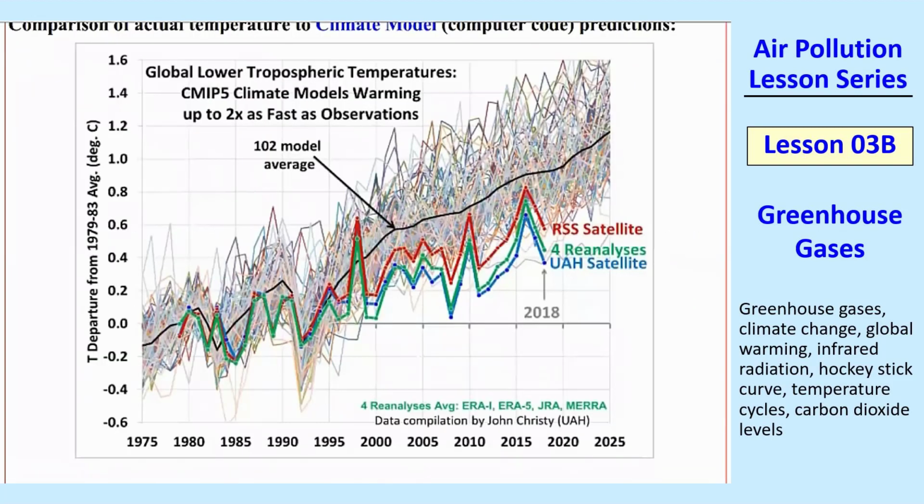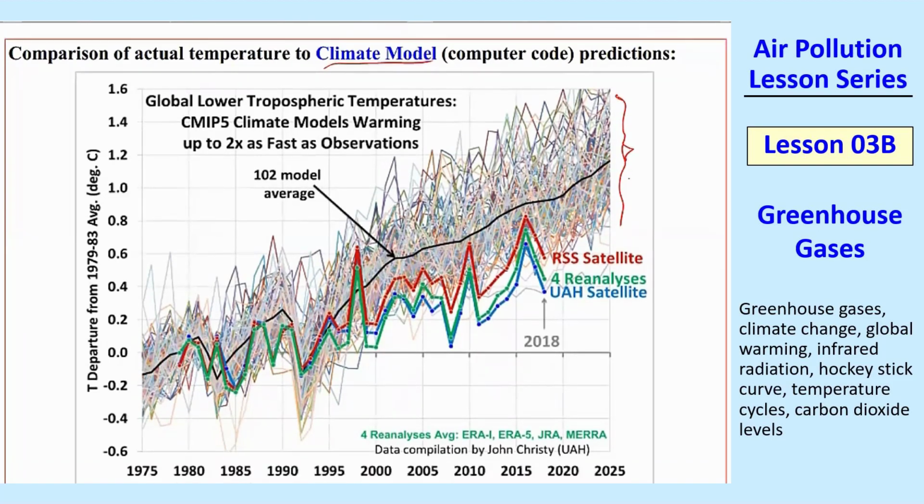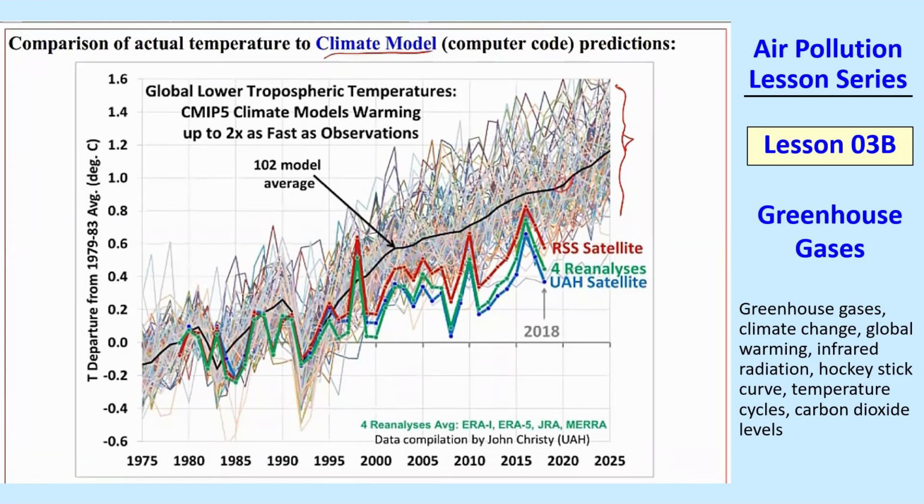Now let's look at models. It turns out that climate models are computer codes that predict temperature change. This is called a spaghetti plot, by the way. So they have all these different models. There are over 100 models, and this black line is the average. The point here is that you take these models, start in 1975, and just run them and see what they would predict. This plot was made in 2018, and then compare to actual temperature.